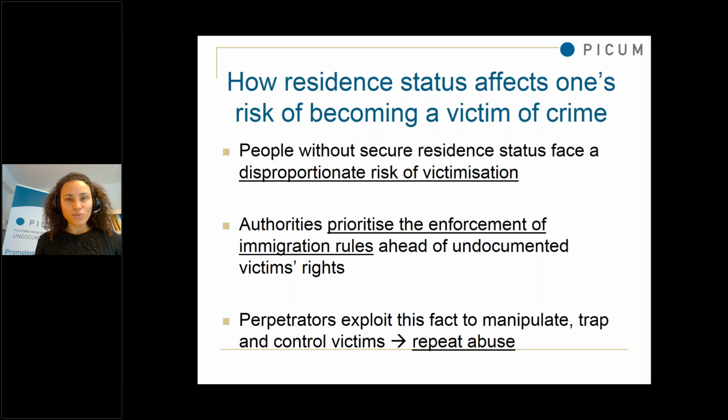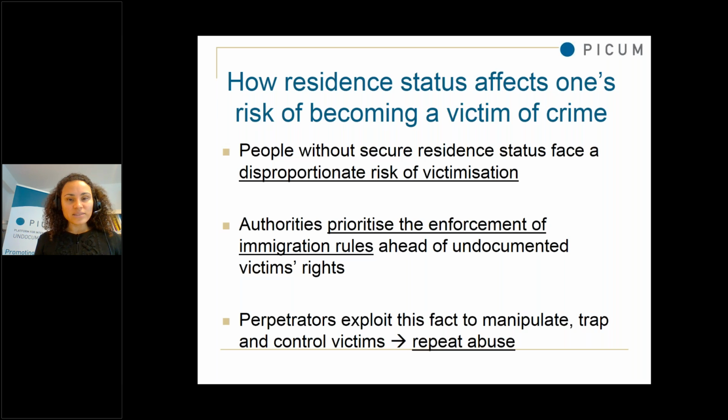So we understand from experiences on the ground and from the evidence that we do have that people without secure resident status do, in fact, face a disproportionate risk of victimization of all types. And why is this? This is because authorities tend to prioritize the enforcement of immigration rules ahead of undocumented victims' rights. And so when they're confronted with an incident where there may be a question about the migration status of the people involved, they will put on their hat of migration enforcement officers or authorities and deprioritize the way they would normally confront a situation in terms of addressing the needs of the victim.